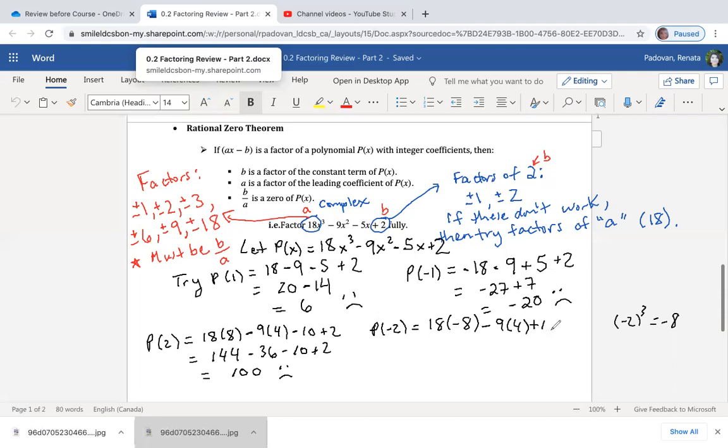Here's where I have to go slow, because you could think you don't get 0, but it's so easy to mess up on the signs. So you want to make sure that you're double checking everything. And then here I would have -144 minus 36 plus 10 plus 2, or plus 12. And that is not going to be 0. I end up with minus 168. So none of this side works. None of the factors of b here are working, right?